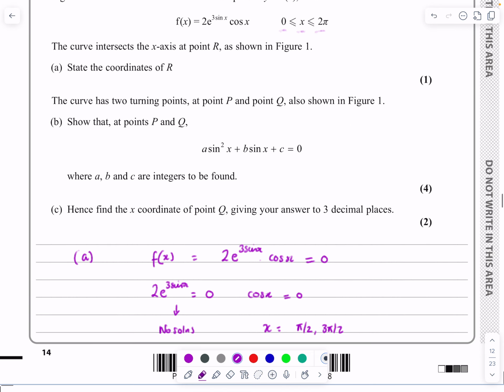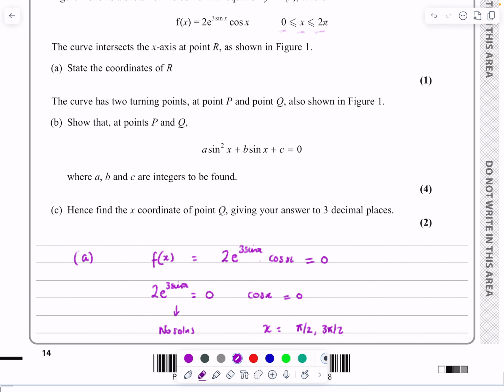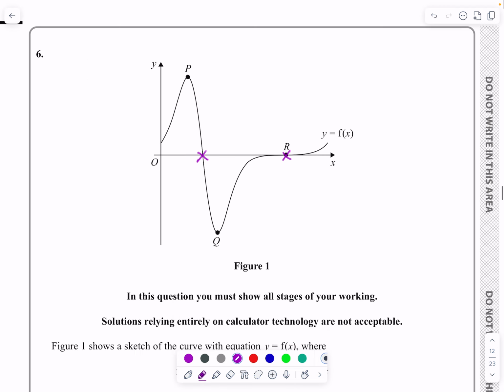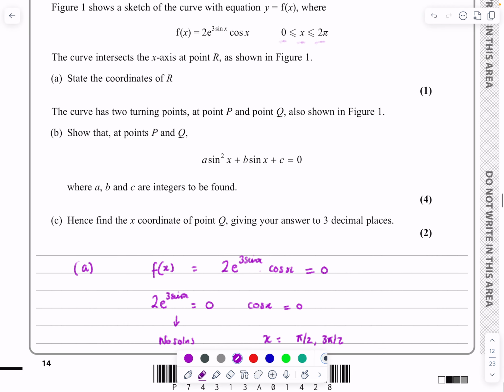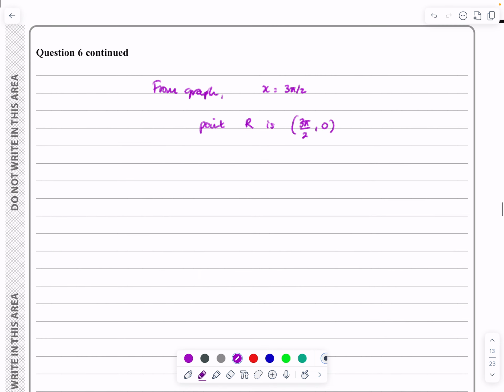Okay, on to part B then. It says the curve has two turning points, P and Q, also shown in the diagram. Yeah, I can see those. Can we show that at those points we get this quadratic: a sin squared x plus b sin x plus c equals 0, and then see if we can find those. So what are they asking us here? What they're basically expecting us to say is that at turning points, f dash x is going to be equal to 0. So we'll go through the whole process of it.